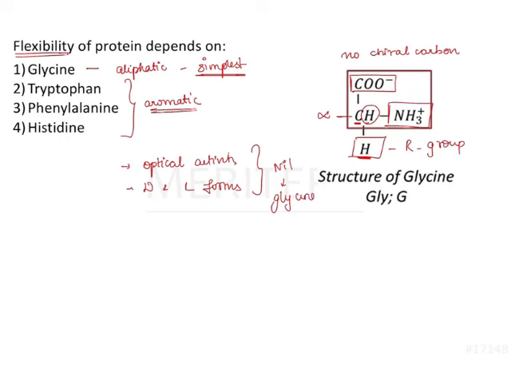So both the properties are absent in the case of glycine. This is an important MCQ you can expect. Which amino acid lacks optical activity, which amino acid lacks the chiral carbon or chirality, and which amino acid does not exhibit the property of stereoisomerism? The answer is going to be glycine. So glycine is unique for various other features as I have mentioned here.